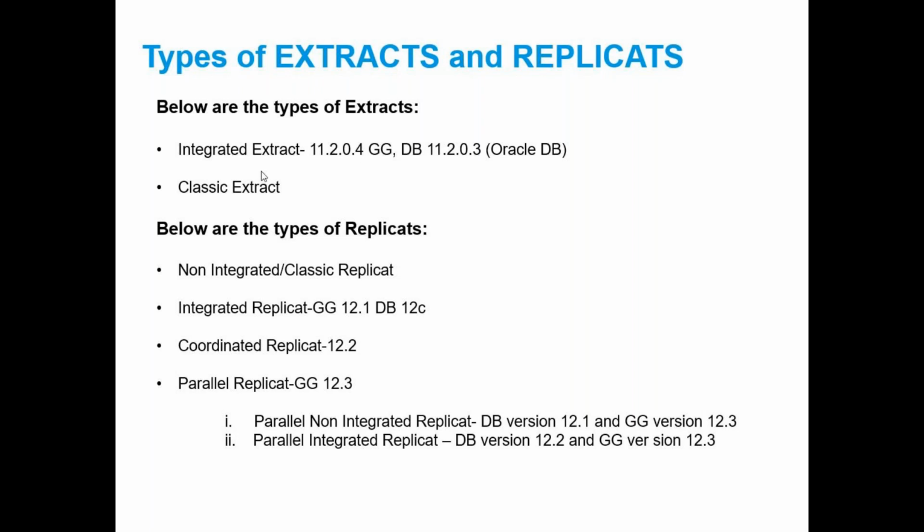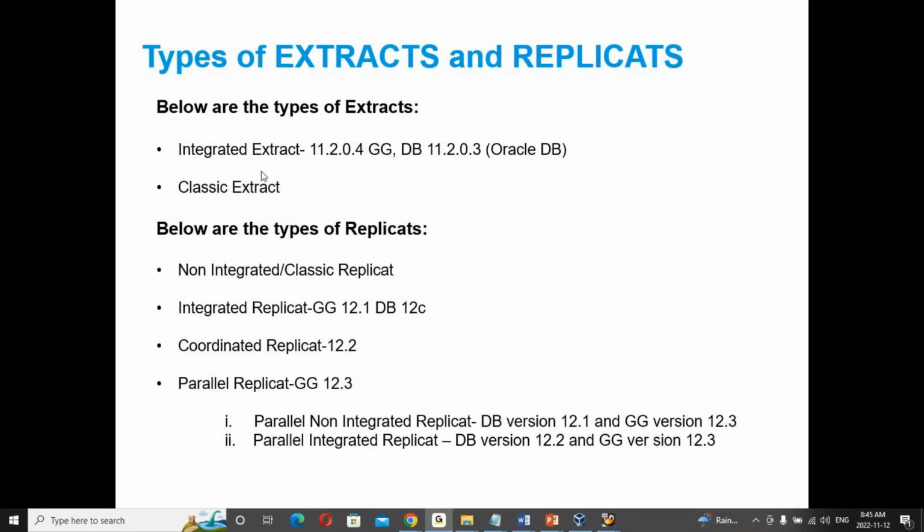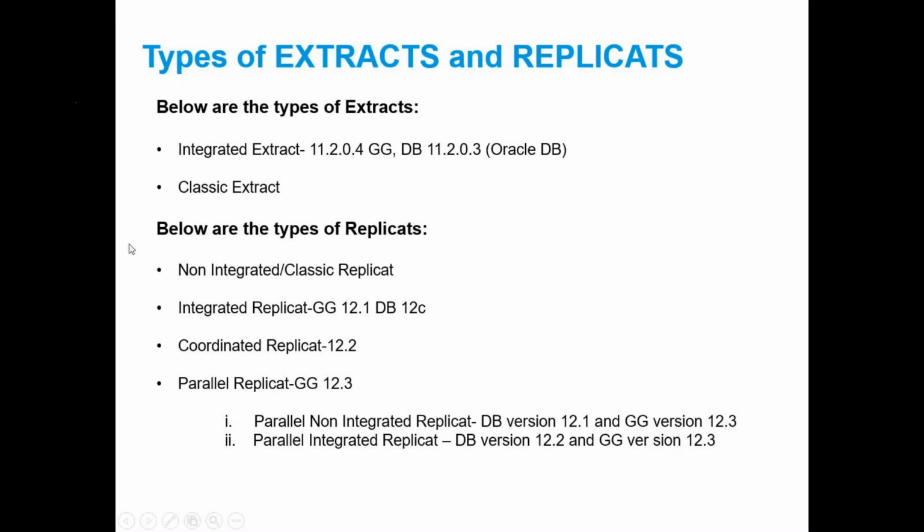Then from GoldenGate version 12.2, coordinated replicat was introduced. Coordinated replicat is the one which was introduced to increase the performance of classic replicat. Coordinated replicat runs the classic replicat in multiple threads. So basically, to improve the performance of classic replicat, coordinated replicat was introduced.